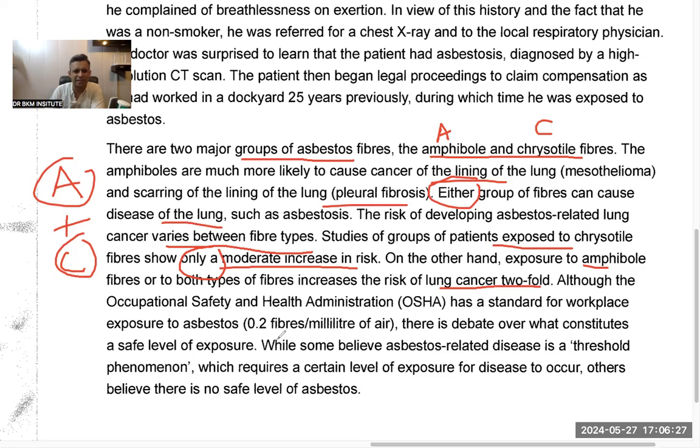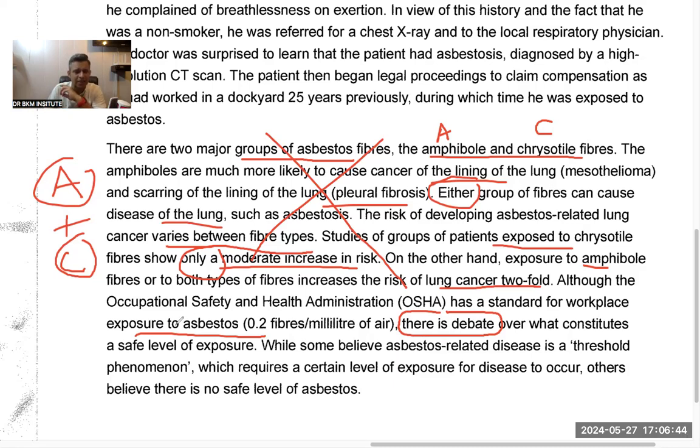Although OSHA has a standard for workplace exposure to asbestos, there is a debate. Now, this is my argument. You don't have to overread it. I just read it once. A is dangerous, C is less dangerous. That's it. The main line is this.